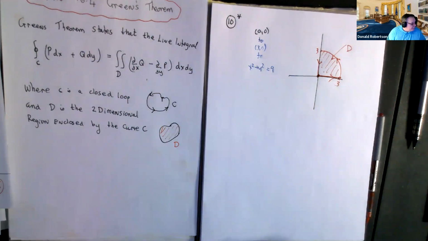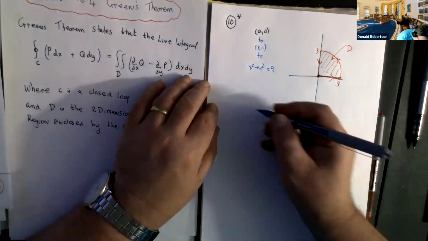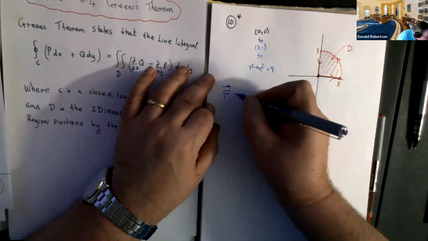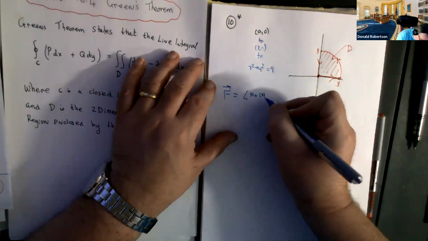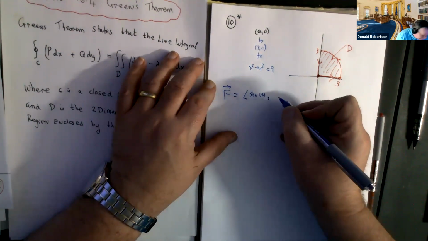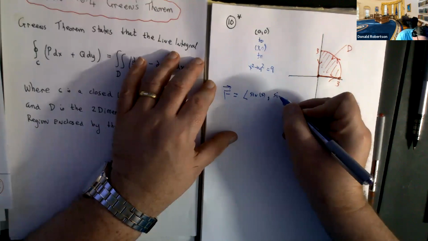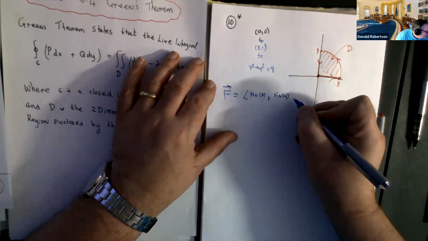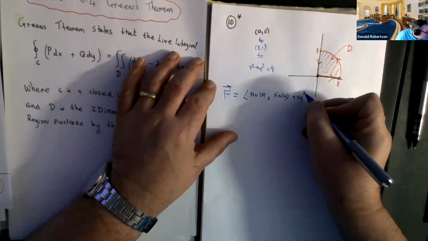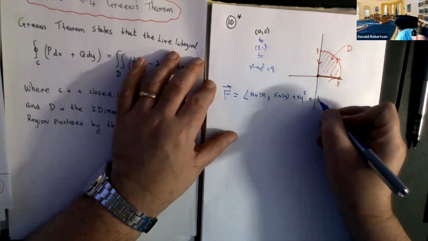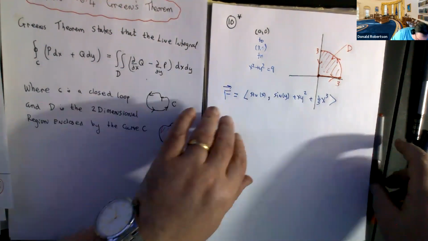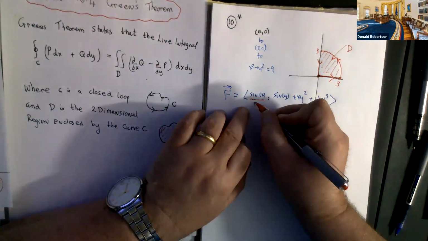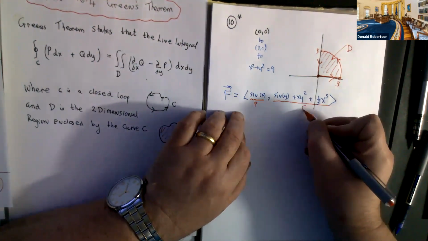Now, the function that we're going to do this operation on is a force field. And it's the sine of x, comma, and then a big long expression, the sine of y plus xy squared plus 1/3 x cubed. So that little guy there is P, and all of that guy is Q.